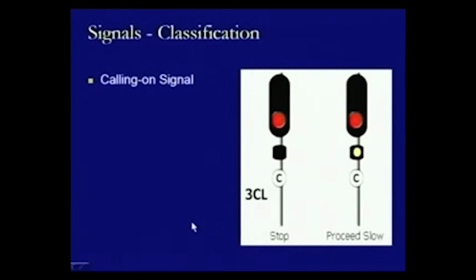This is another one where C is being written on this circular disc, which defines that this is a calling on signal, similar to the repeater signal where we have used R, and this is a color aspect signal. If nothing is being shown on this one, then it means we are in a stop condition, but here if it is amber, it means we have to proceed slowly, and if it becomes green, then it means we can move with the same speed, and this will also become green.